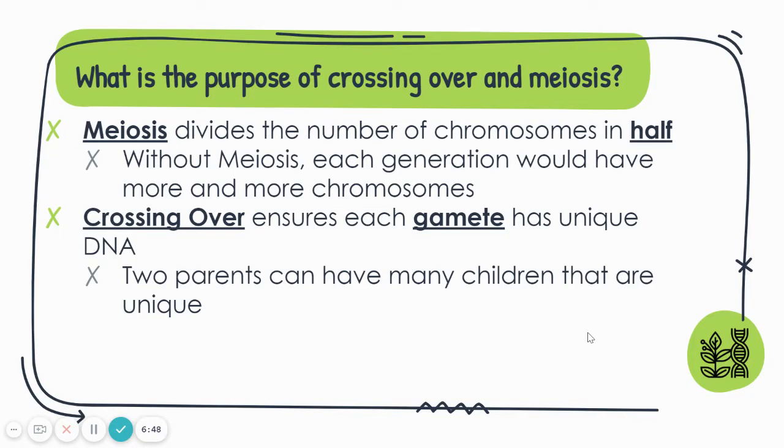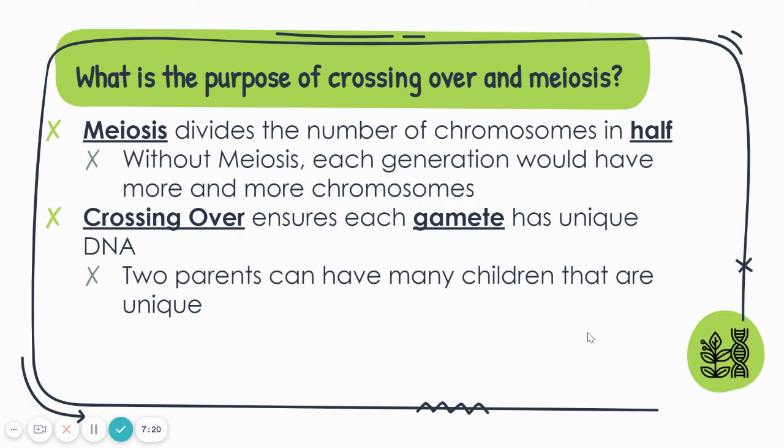So meiosis is going to divide the number of chromosomes in half. That's the purpose of meiosis. If we didn't have meiosis, each generation would just have more and more chromosomes, right? If our eggs and sperm had 46 chromosomes, that means your child would have 92 chromosomes. And then their child would have 184 chromosomes, and so on and so forth. So we would just have a huge number of chromosomes after even just a couple of generations. So with meiosis, cutting that number of chromosomes in half makes sure that every new generation has the same number of chromosomes as their parents.